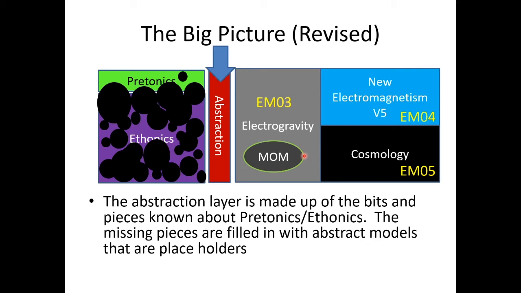Now what I did here is I revised the big picture because in reality pretonics and ethonics are kind of at the same level, and we have missing pieces of pretonics and ethonics. And the way I should have represented this is we have an abstraction layer that fills in the parts we need to fill in with abstractions so that we can explain everything going up the rabbit hole. Where we started 20 years ago, the abstraction layer was right here where electromagnetism was, and we've moved the abstraction layer back as we've filled in the missing holes.